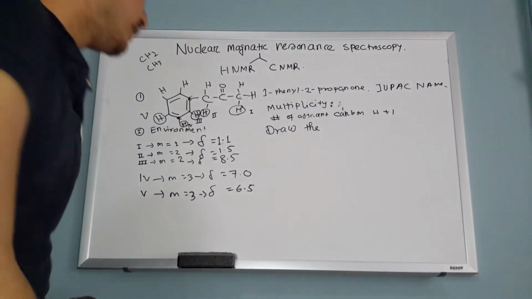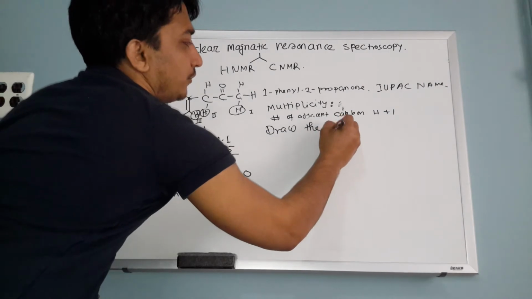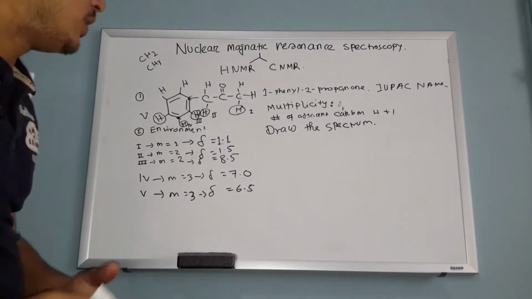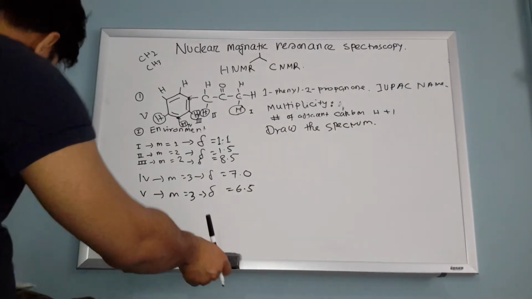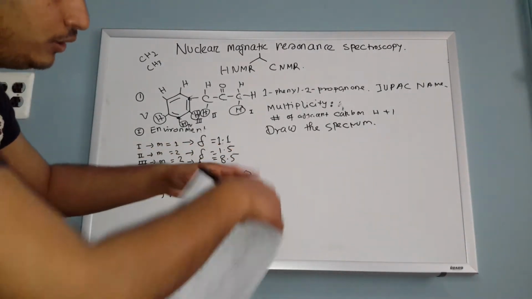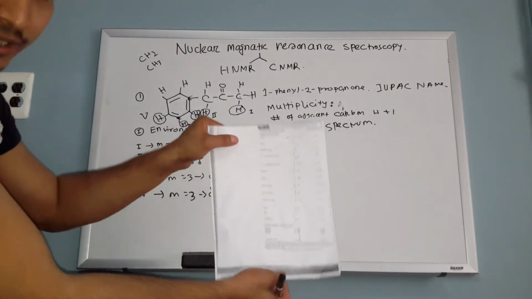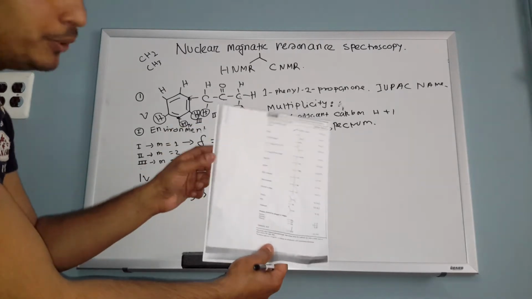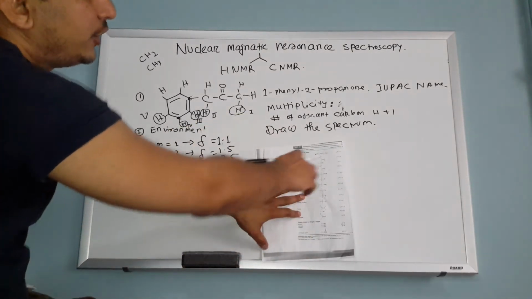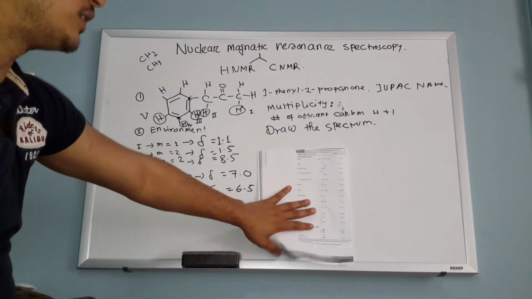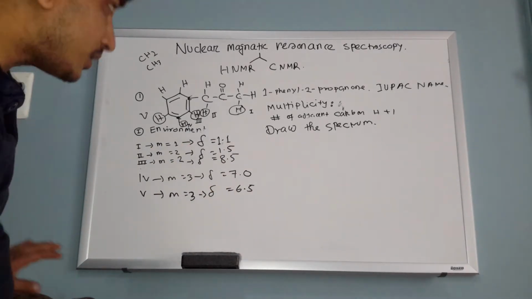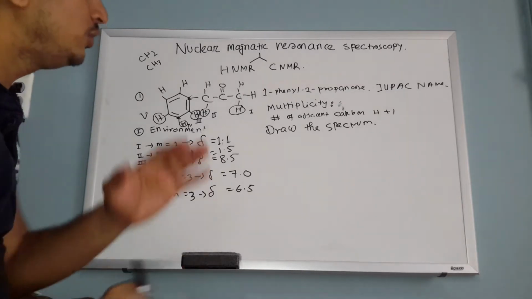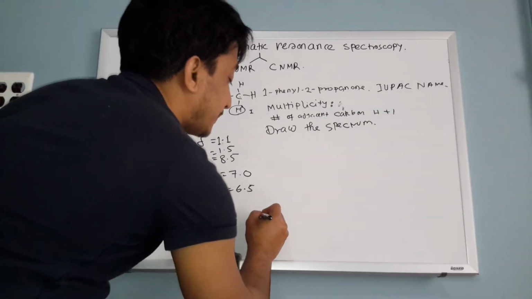This is basically okay. Right now you have to draw the spectrum. What you have to do? Draw spectrum. Right now you found your delta value, and where did I get the delta value? From the table. You can get it from the internet also, or from your books. This is the table. If you find your delta value, then you can draw the spectrum. And the spectrum is really important. I'll show you how you can draw it.